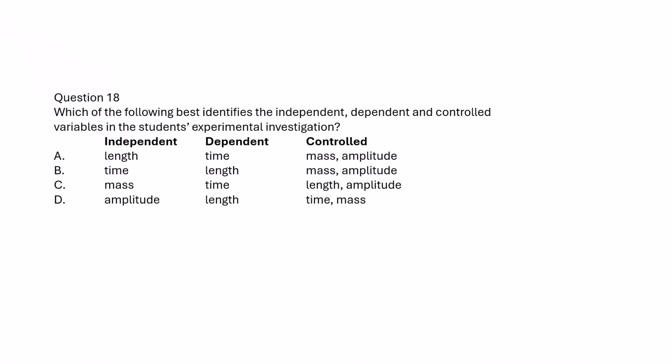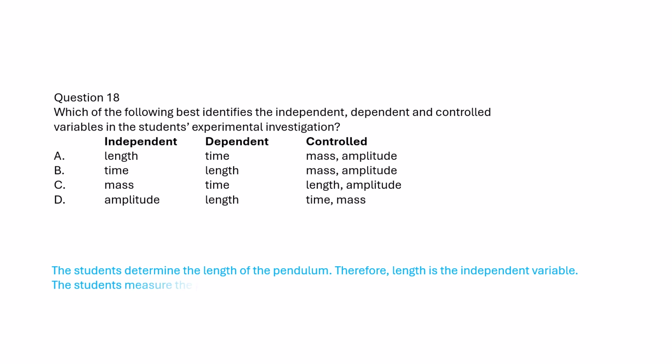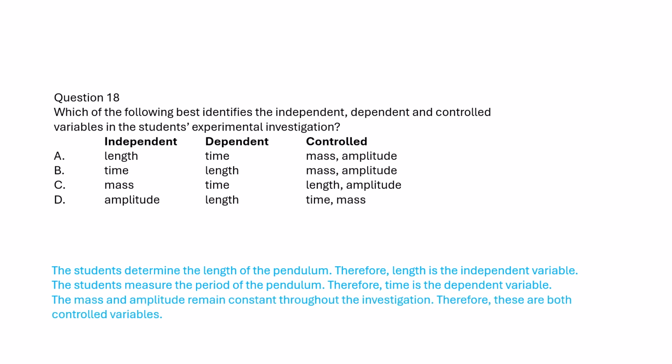In this experiment, the students determined the length of the pendulum, making it the independent variable. They measured the pendulum's period, derived from the time for oscillations, which served as the dependent variable. The mass and amplitude were held constant throughout the investigation, thus functioning as controlled variables.